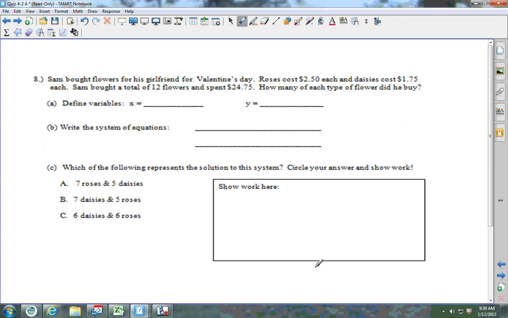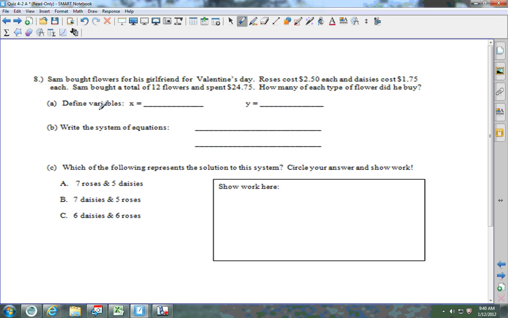Next, right here, this threw off a lot of people. It says Sam bought flowers for his girlfriend for Valentine's Day. Roses cost $2.50 and daisies cost $1.75. Sam bought a total of 12 flowers and spent $24.75. How many of each type of flowers did he buy? They're asking us to find out how many of each type of flowers. What are the 2 types of flowers?